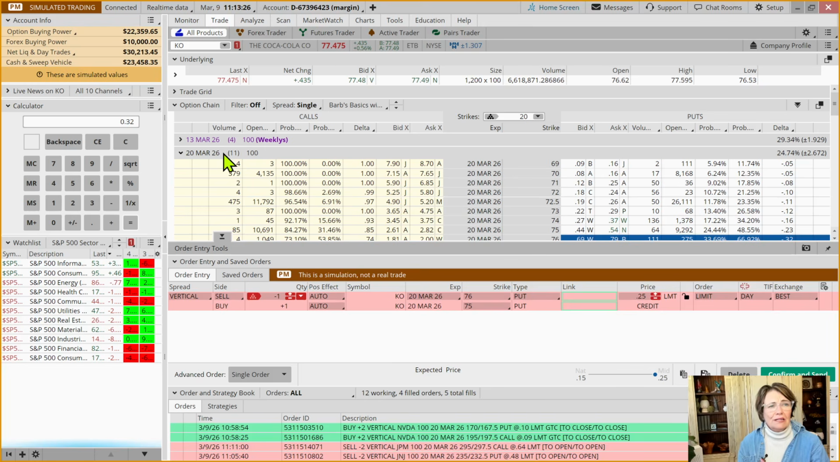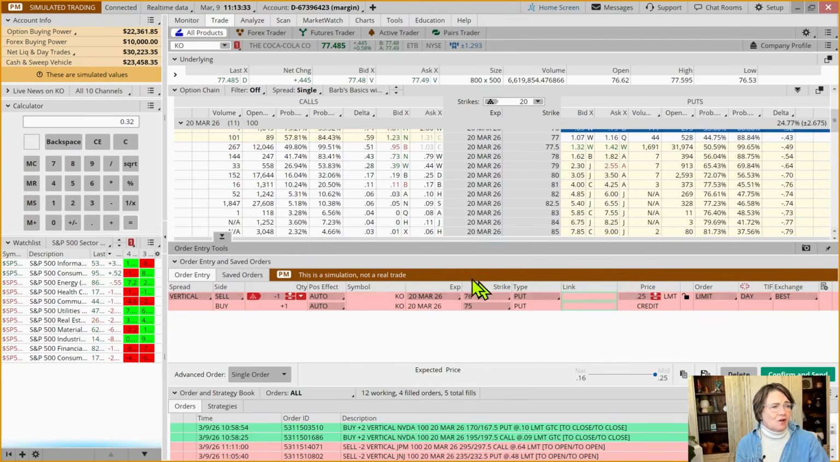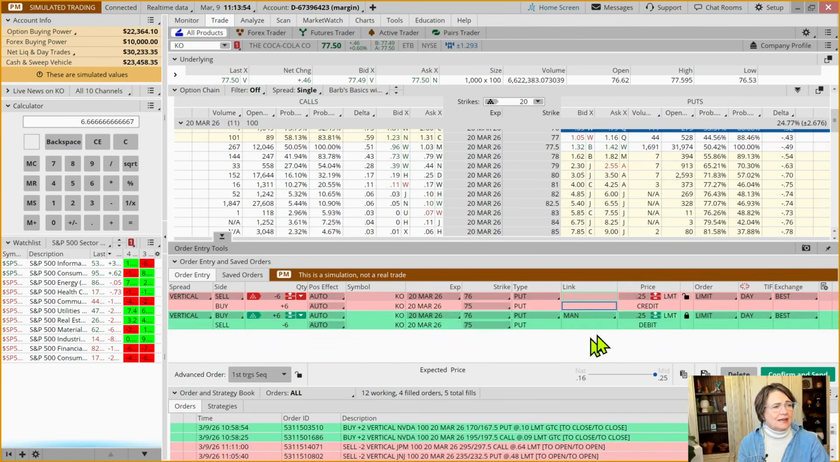We very rarely would do something where we only have 11 days. But we're trying to take advantage of this hike in volatility. And so we're going to say, well, we're risking $75. If I take 500 divided by 75, I could do 6 contracts here. And I'm going to come to first trigger sequence and say, hey, when this is worth a nickel, I want to buy it back. And so these are base hit trades.